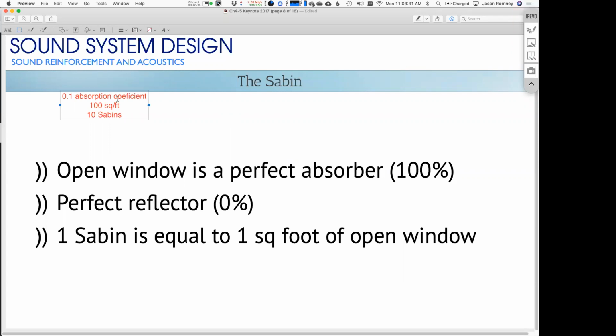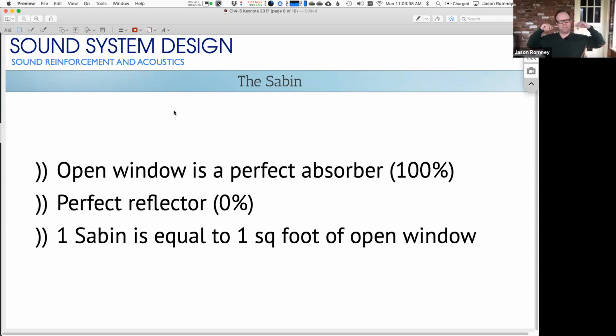Why is it measured through open window or square footage and not by just percentage of like how much sound? That feels like a much more helpful amount to know. Such an excellent observation. You have zeroed in very quickly on the problem with Sabines.